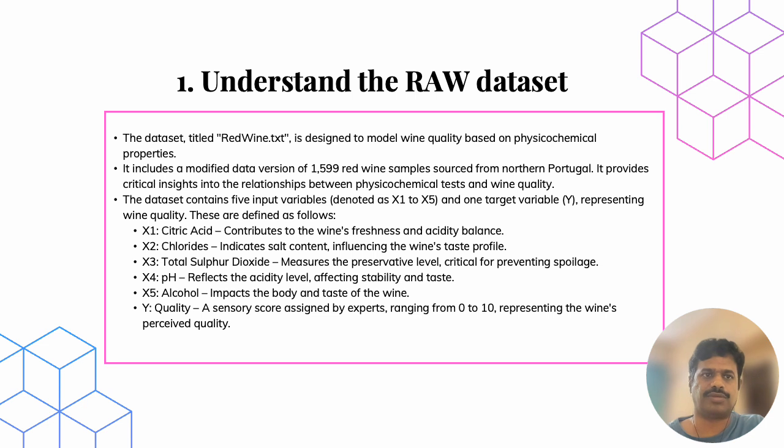So the first step is to understand the raw data set. The raw data set is called Redwine text, and it is a modified version of Redwine samples taken from northern Portugal. It has around 1599 Redwine samples, and the data set has 5 input variables denoted as x1 to x5 and one target variable y, which maps to the quality of the red wine. X1 to x5 map to citric acid, chlorides, total sulfur dioxide, pH, and alcohol.